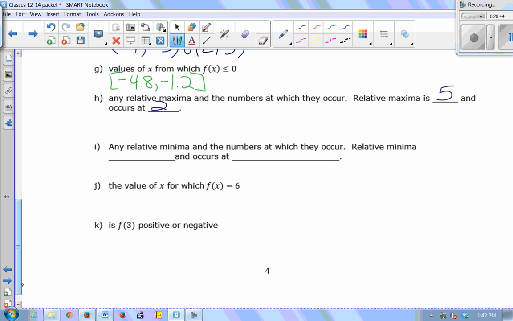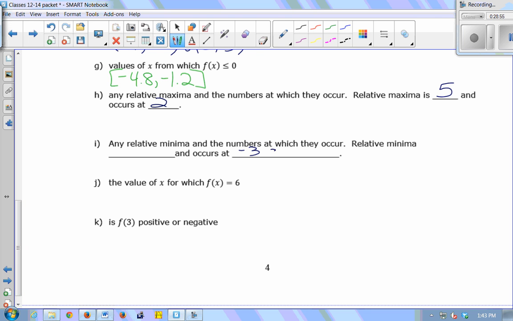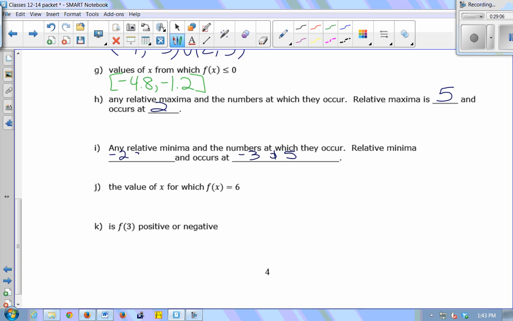Okay. So, we would say relative minima occur at, so I'm going to do those first. So, they occur at, I can't remember now. Negative 3 and 5, those are the x values. And the relative minima are, right, the relative minima are negative 2 and 0. So we have minimum values of negative 2 and 0. They occur at negative 3 and 5. So maximum is 5. This is a y value, and it occurs at an x value.